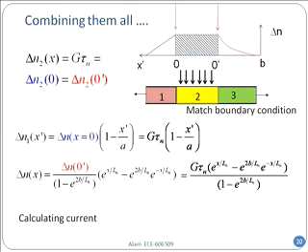And as soon as I know delta n, I can calculate also the current. Because if I know delta n, I can look at the derivative. The derivative of the gradient of that region will give me the current, right? So therefore, I can calculate the current as well.